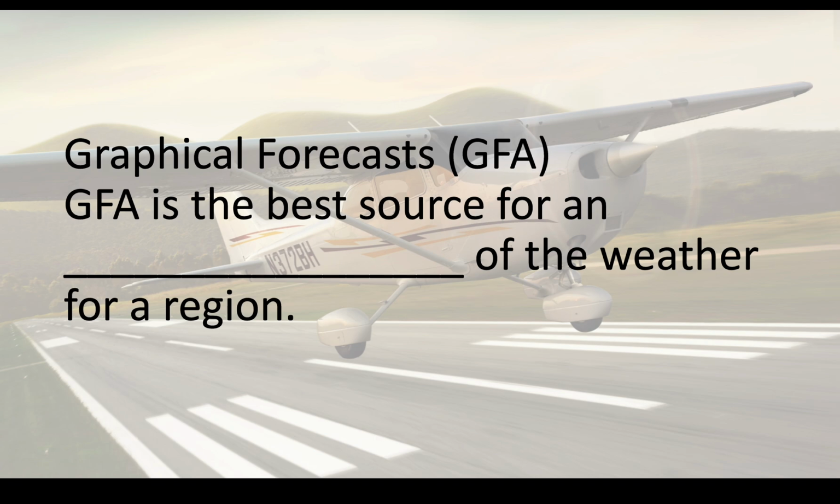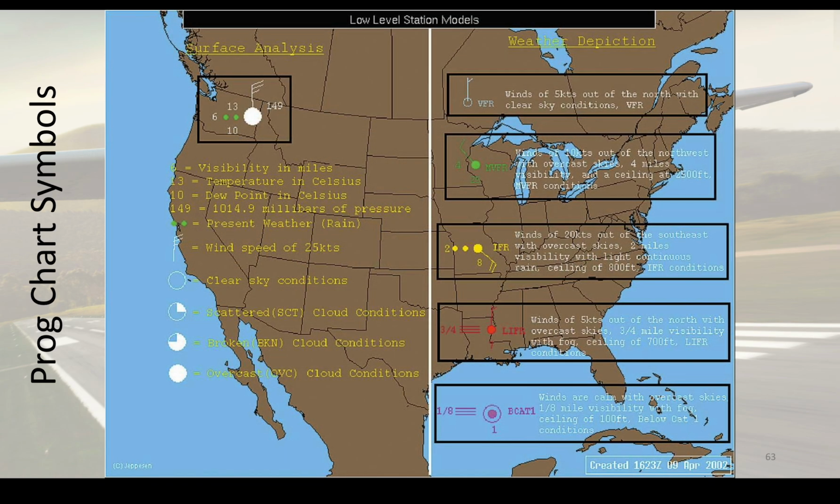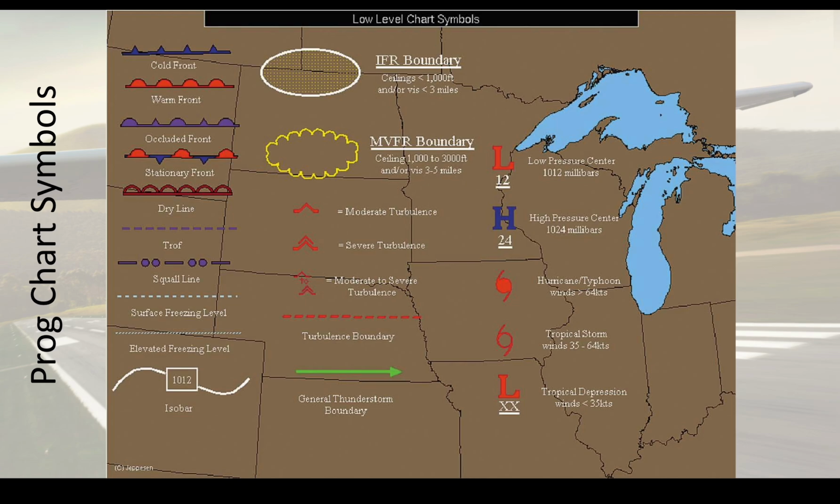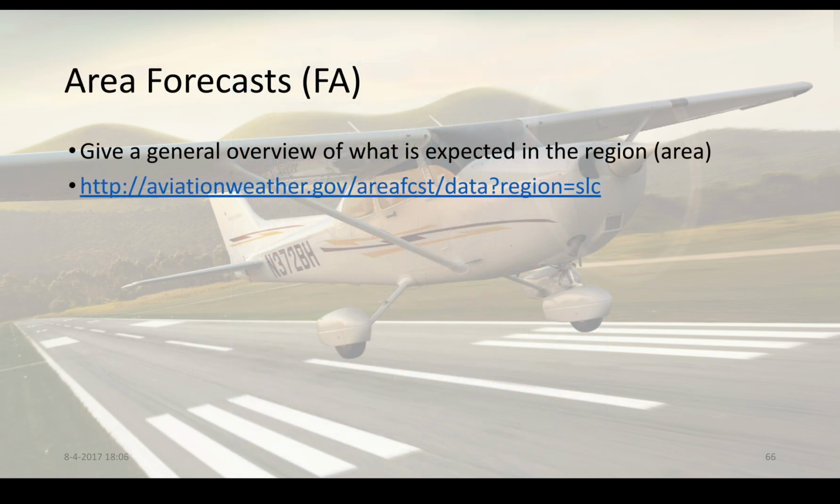Now, graphical forecasts, they're the best source for an overview of the weather of the region. So, yeah, there's that. All right, we got a few more things to go through here. Now, we'll go into way more detail of this stuff in class, but this is a good introduction. We'll go over these prog chart symbols in class, but take some time if you're not going to be in class to look those up.